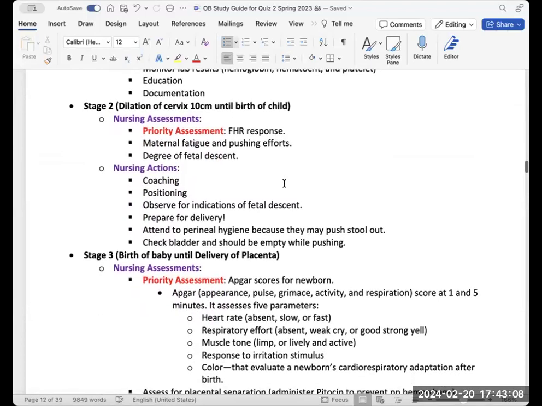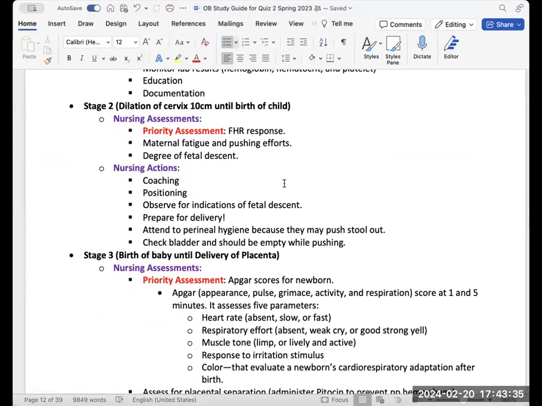That second stage is dilation of the cervix to 10 centimeters all the way until the birth of the child. Once again, monitoring fetal heart rate is that priority. We're also going to look at maternal fatigue and pushing efforts and how much the fetus is descending, but we need to know that fetal heart rate, right? Because one of the things that happens is early decelerations, which is normal, but if they have some other sort of decelerations during this, it's not normal.